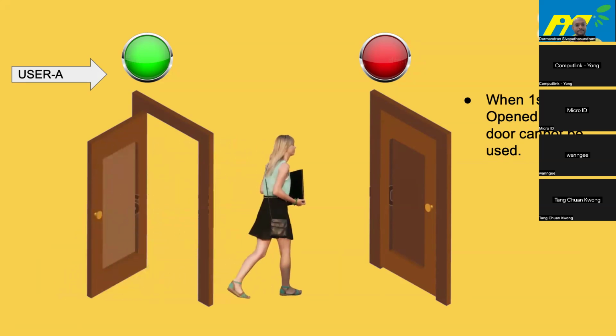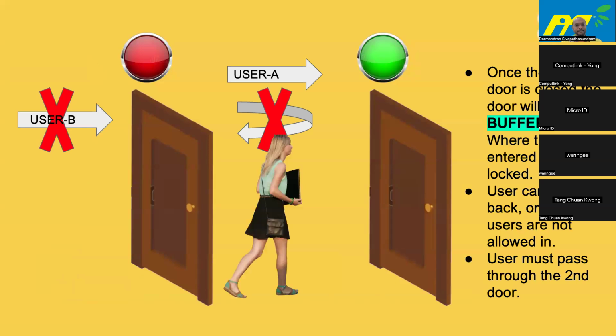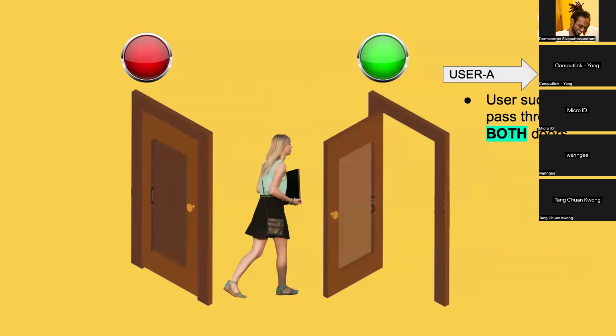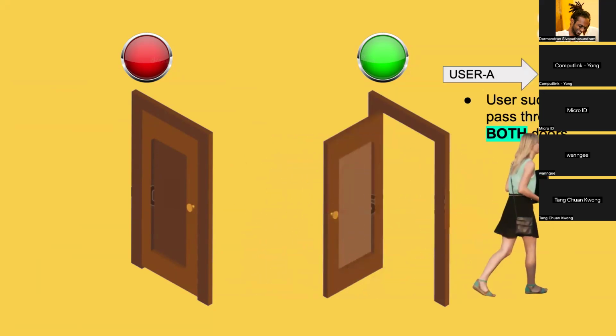Once the person goes in and closes the door, the back door is able to be used, and as you can see, the front door is still in the lock condition. There is a buffer state where the front door will be kept closed. So no one will be able to use the front door until the buffer time ends. That means even if the person inside tries to go back, they will not be able to. The only thing the person can do is pass through the back door.